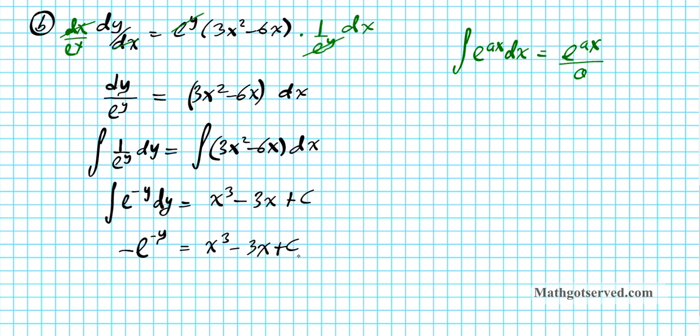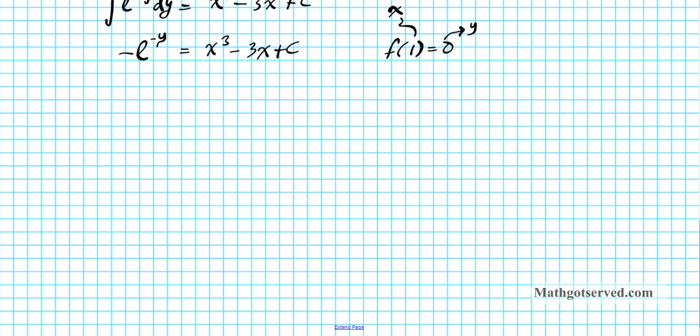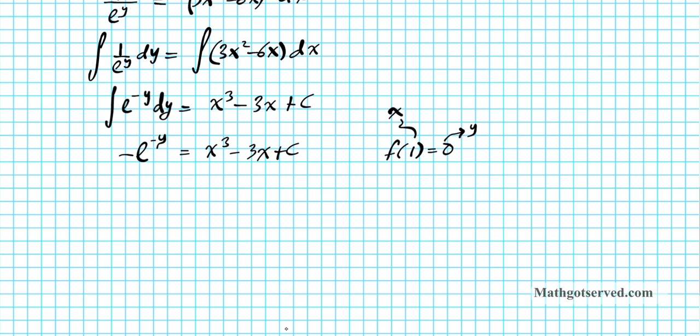It's just some constant that we are going to find right now. Now, how do we find that constant? We know that f of 1 is equal to 0, so that's our y, and this is our x. So we're going to plug it in here to find out what the constant c is. So this becomes negative e to the negative 0 equals 1 to the third minus 3 times 1 squared plus c. Okay? So let's get c by itself.